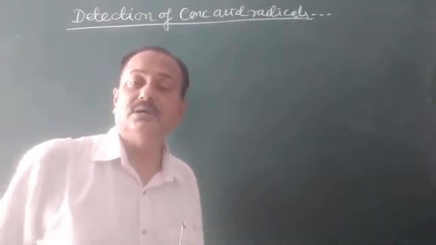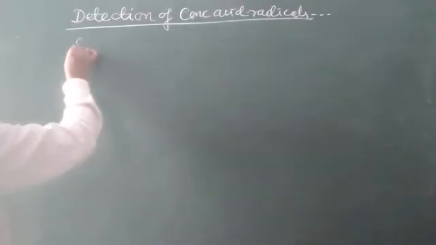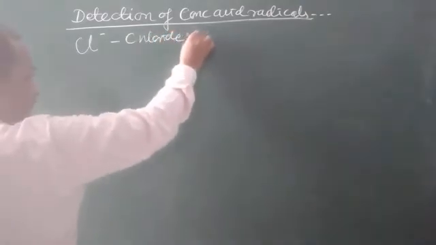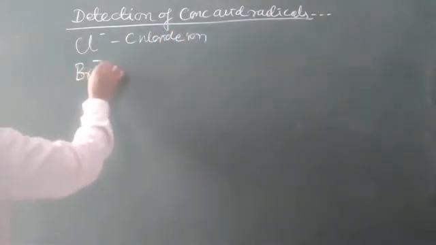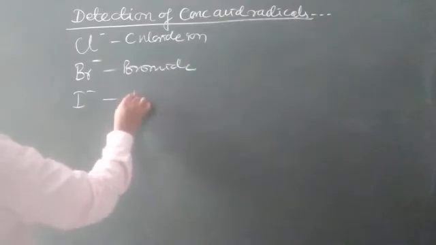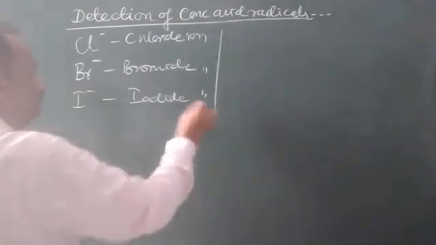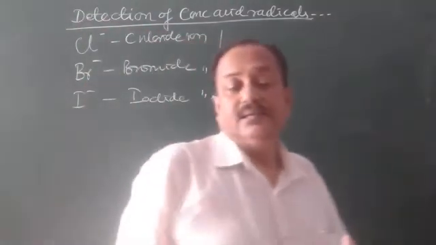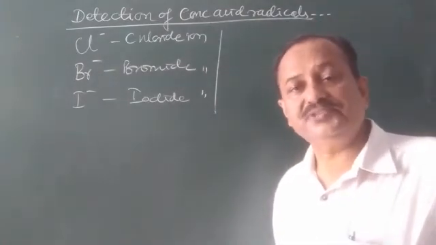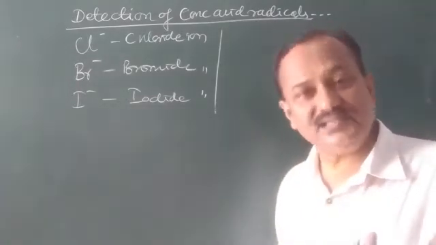Now in this video I am going to explain about very important acid radicals, and they are: this is chloride ion, this is bromide ion, and this is iodide ion. Now these ions are responded from their salts only in concentrated sulfuric acid, not in dilute, because they are stable.